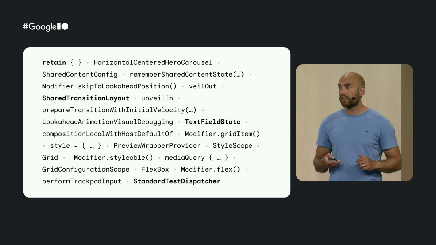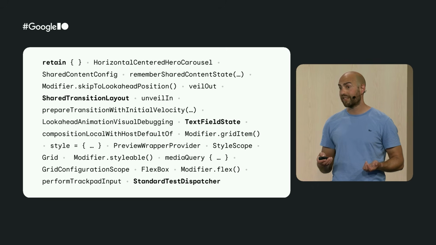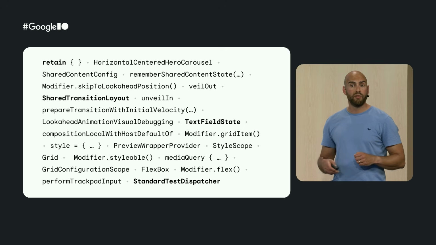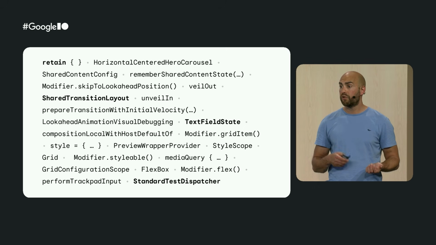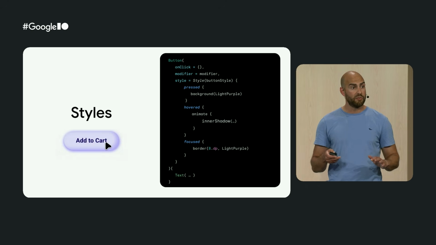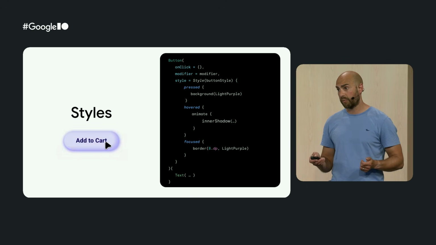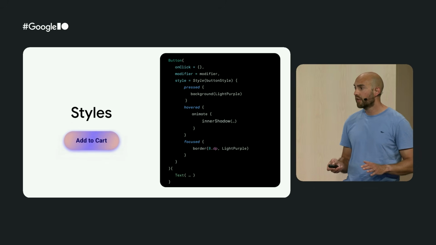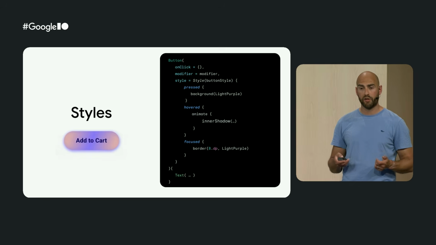The recent Compose 1.10 and 1.11 releases added a whole raft of new features, from the Retain API to more deterministic testing APIs, improvements to shared element transitions, and new text field features. One of the larger changes that I'm really excited about is a new Styles API, which is experimental in Compose 1.11. Now, we've heard your feedback that you want more customization of components.